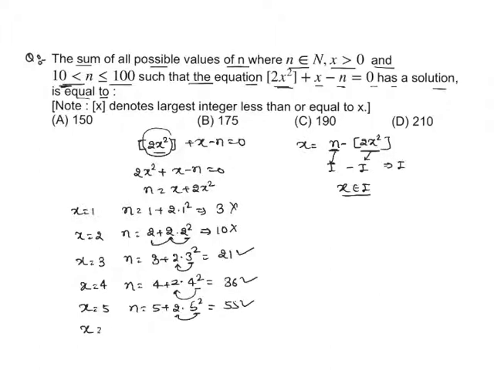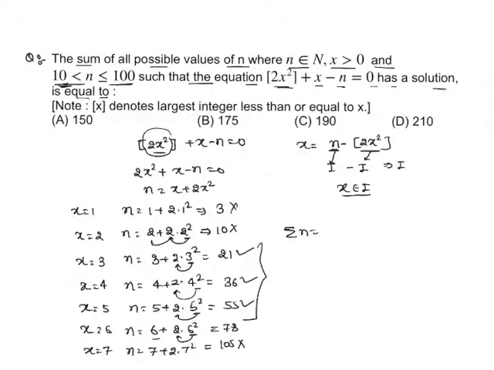If I take x equals 6, n equals 6 + 2 × 6². 6 squared is 36, 36 into 2 is 72, plus 6 is 78. If I take x equals 7, n equals 7 + 2 × 7². 7 squared is 49, into 2 is 98, 98 plus 7 is 105. This is not required. So Σn: we know n should be greater than 10 and less than or equal to 100, so only these four values are valid.